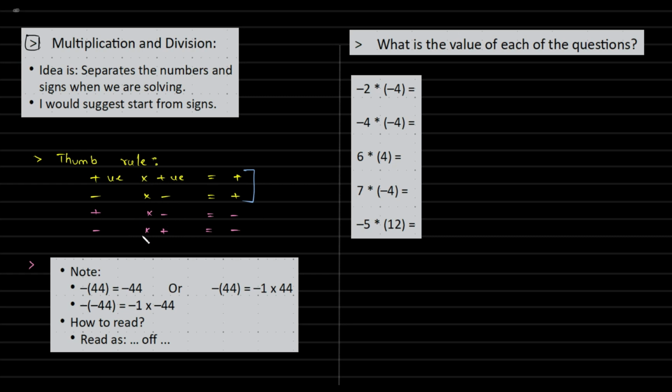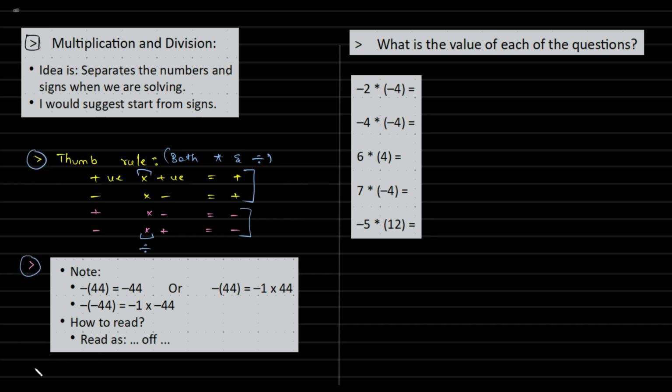you'll get negative. This is one thing which you have to note. This thumb rule is for both multiplication and division. So I can replace all of this multiplication with division. So this is your positive into negative is negative, negative into positive is negative. Right, let's move on to the next topic.